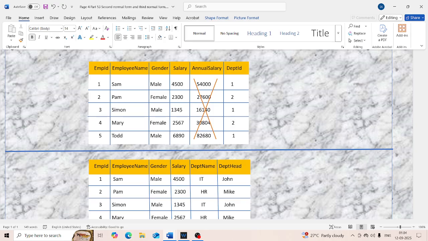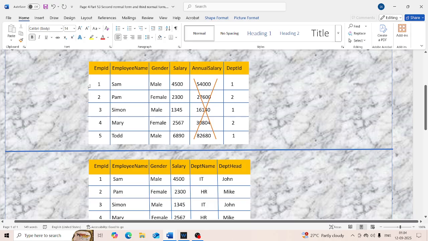It is also dependent on the employee ID, but then it is not fully dependent on employee ID. It is also dependent on the salary. This annual salary is not fully dependent on employee ID. It is also dependent on salary.